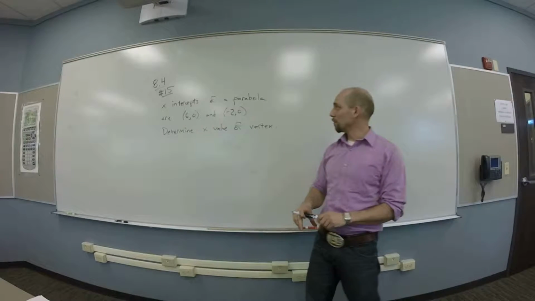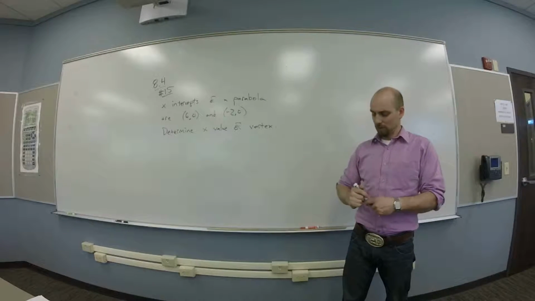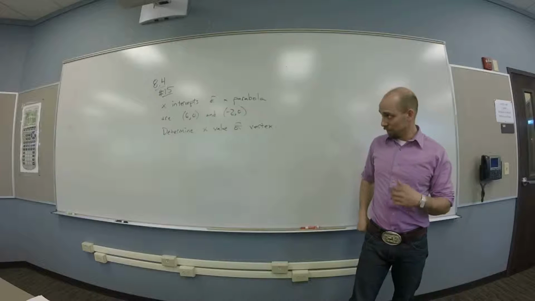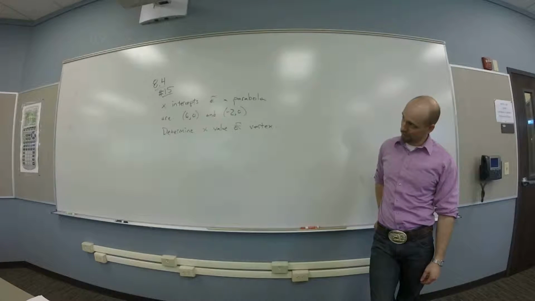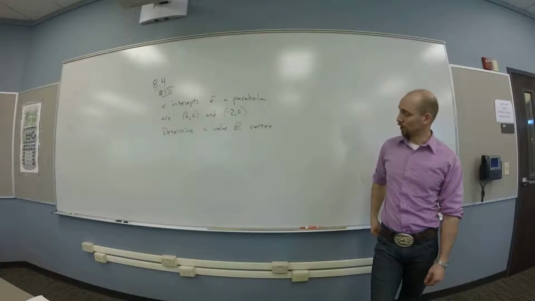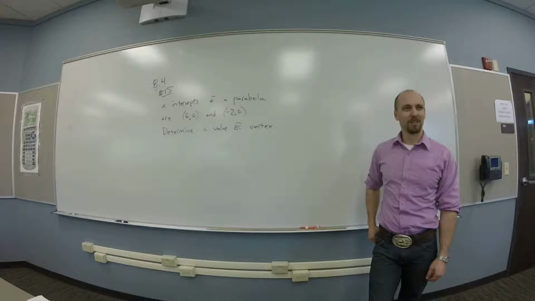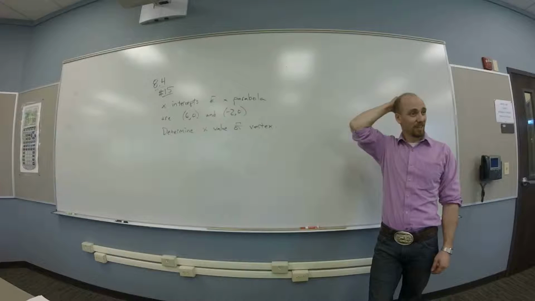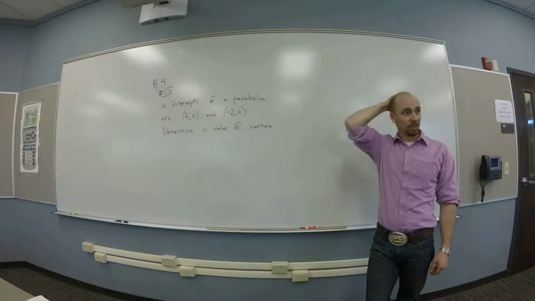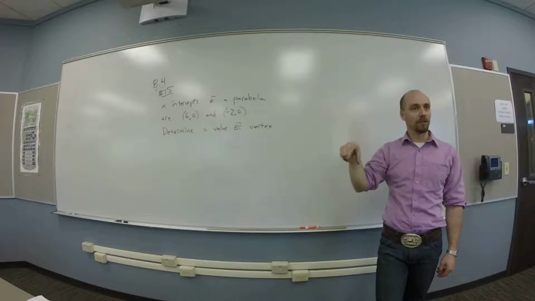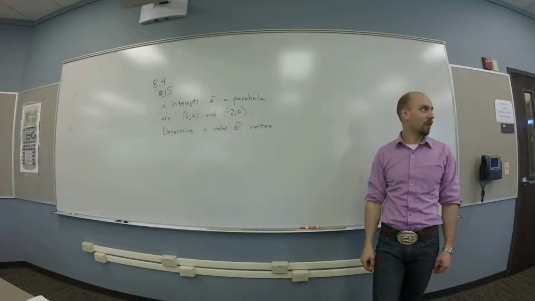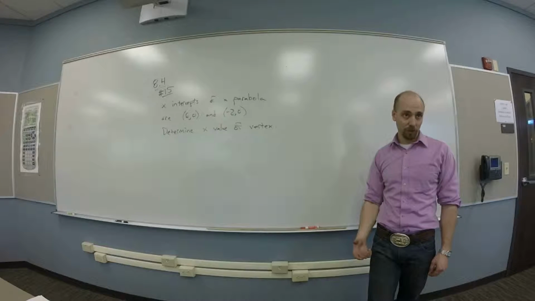Okay, so we want to do 8.4 number 15, which tells us that the x-intercepts of a parabola are 6 and -2. Determine the x value of the vertex. This seems crazy, right? Because they didn't give me a function. If they gave me a function, I could read off a and b and then find the x value of the vertex as -b over 2a, right?